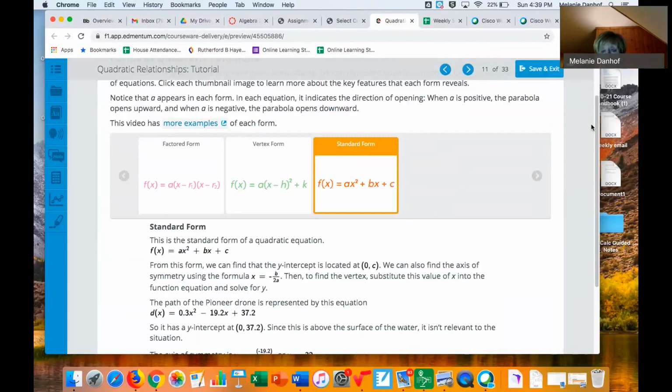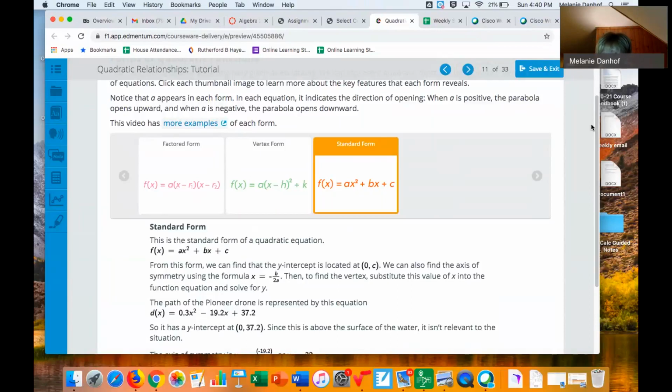And we can find the axis of symmetry using the formula x equals the opposite of b divided by 2 times a. And once you find x equals the opposite of b divided by 2 times a, then you take that value that you found, that number, and you put it back into the equation wherever you see x, and that will give you the ordered pair of the vertex.